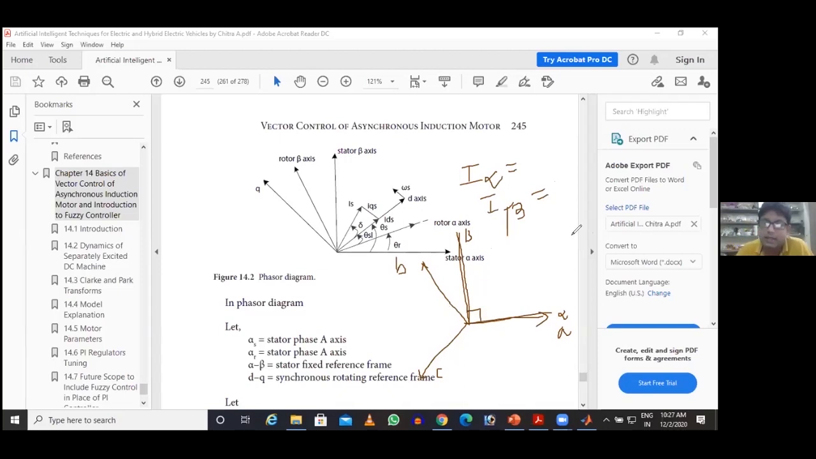And I_C sine 240. This is very simple. Now from there, if any axis is rotating, consider this is D and this is Q. This angle is 90. The entire axis is rotating.